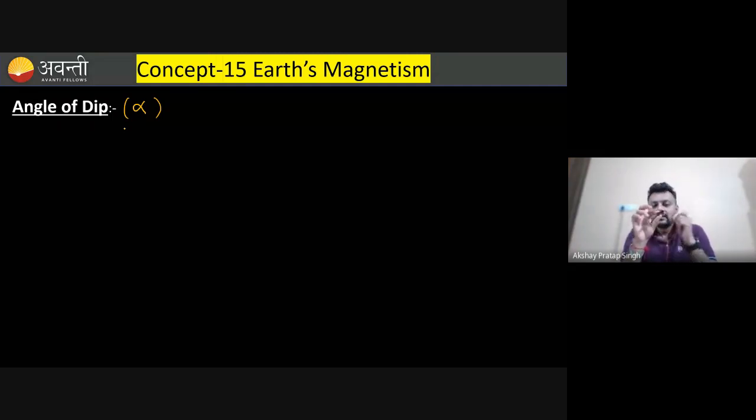Clear? Now, there is a plane passing through this magnet or this compass. That plane is known as magnetic meridian. That I have discussed in the previous class, and now I'm repeating the same thing. What is magnetic meridian? You have suspended a magnet to move freely in the horizontal plane. It stops in the north-south direction. The vertical plane passing through the magnet is known as magnetic meridian.